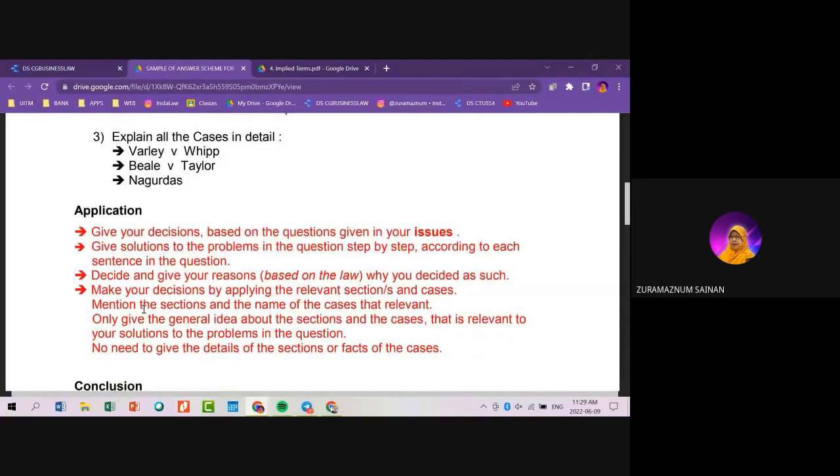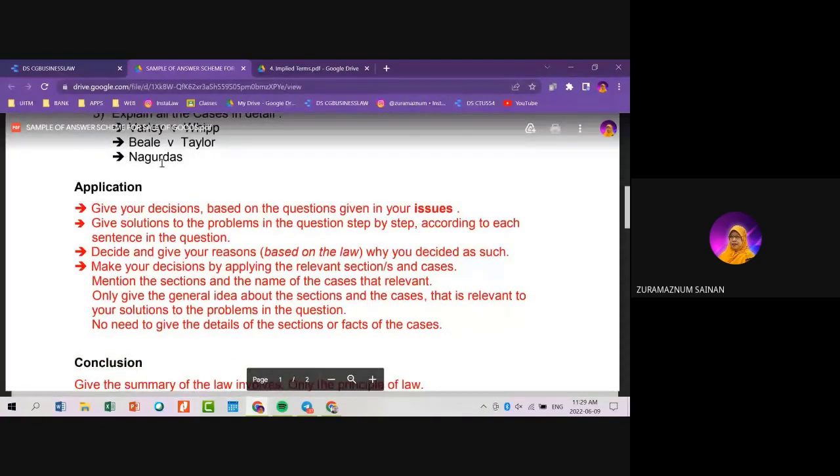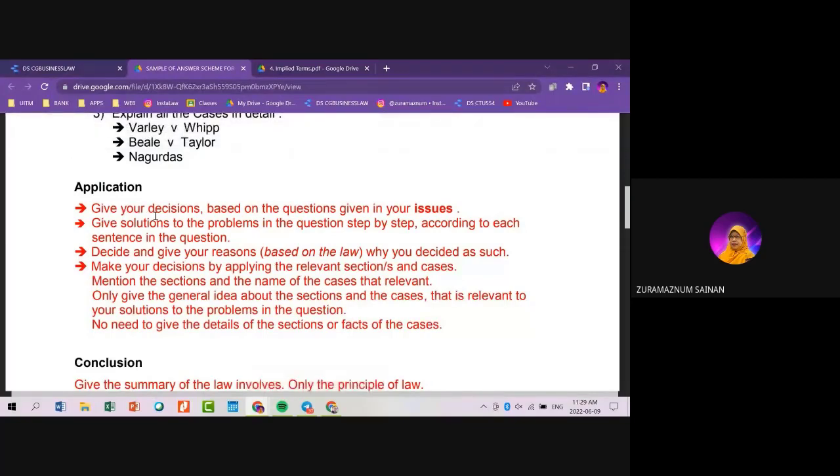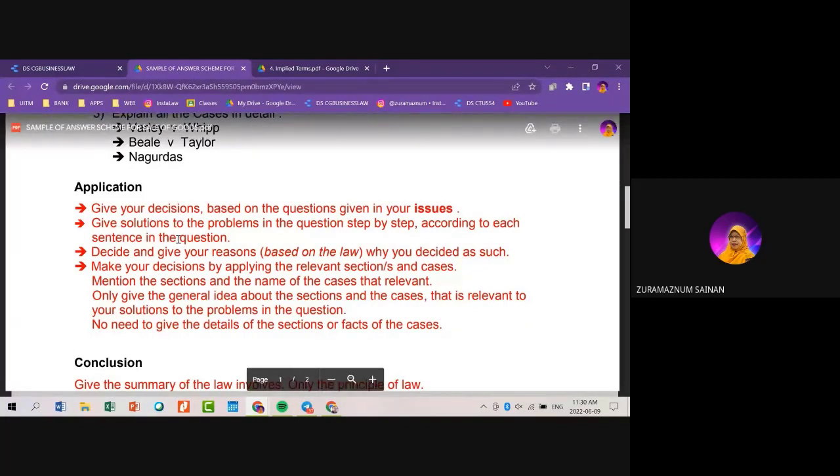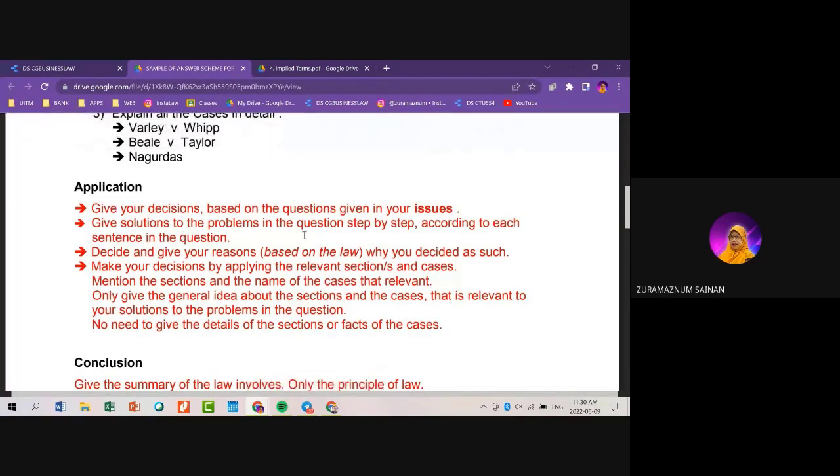Okay, now for the application ni, you apply the law yang you bagi, right? You give your decisions, keputusan you macam you jadi hakim based on the questions given in your issues. Right, so maksudnya you kena bagi decision. You decide, okay, macam mana? Seller liable ke tak? Ataupun buyer boleh reject or not the goods, buyer boleh entitled or not to resign the contract ataupun to claim for damages.